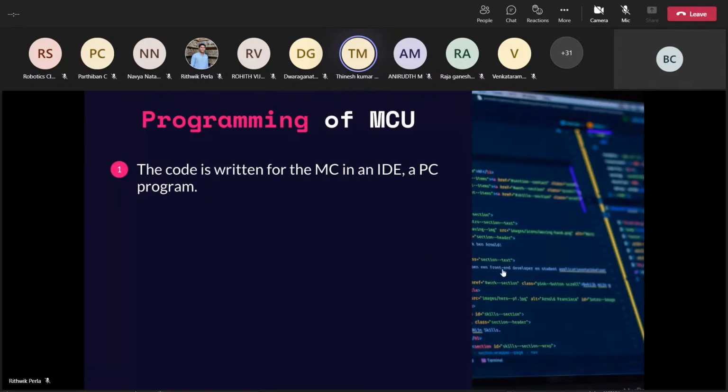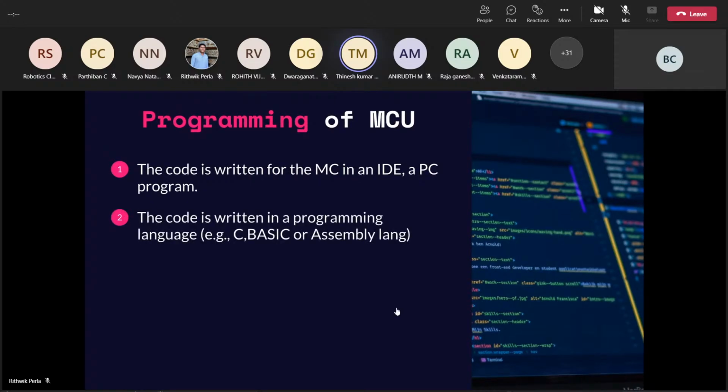Yeah, so as we all do for normal programming languages, for a microcontroller also we need an IDE. We can write in an IDE, a text box, a text pad, even a notepad, or anywhere. So you can input the program there, and then the second point, yeah. What kind of programming languages do you use? There are some examples like C, Basic, or assembly language.